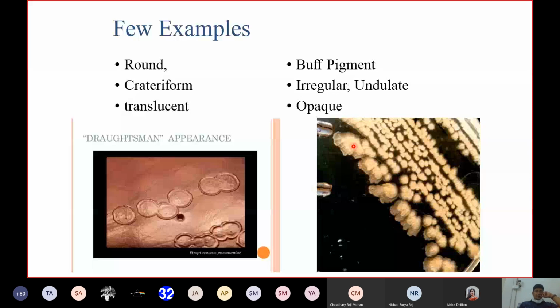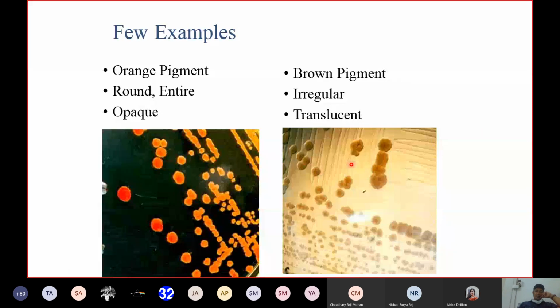Here you can see the pigment is orange, the margin is round and entire, and light is not passing, it is opaque. But here you can see light is passing, the pigment is brown, and the margin is again irregular. See here, individual colonies, they are irregular, and very little light is passed. That's why we call them not transparent but translucent. Very little light is passed.